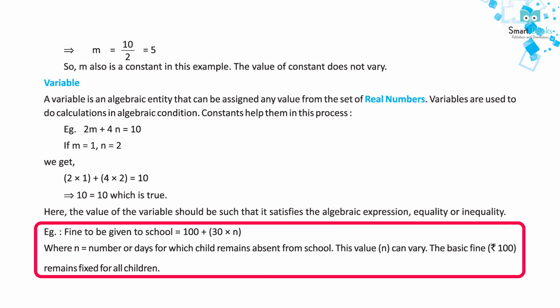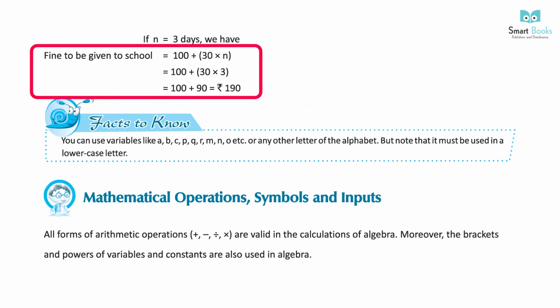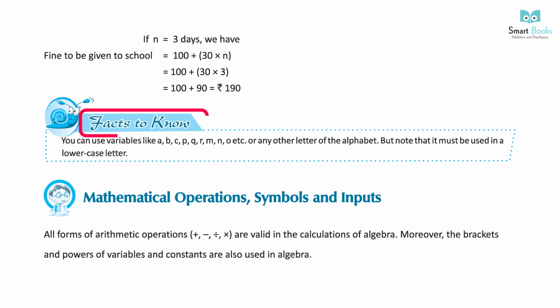Example: the fine to be given to school is equal to 100 plus 30 into n, where n is the number of days for which the child remains absent from school. This value n can vary. The basic fine of rupees 100 remains fixed for all children. If n equals 3 days, the fine to be given to school is 100 plus 30 into n, which is 100 plus 30 into 3, which is 100 plus 90, equal to rupees 190.